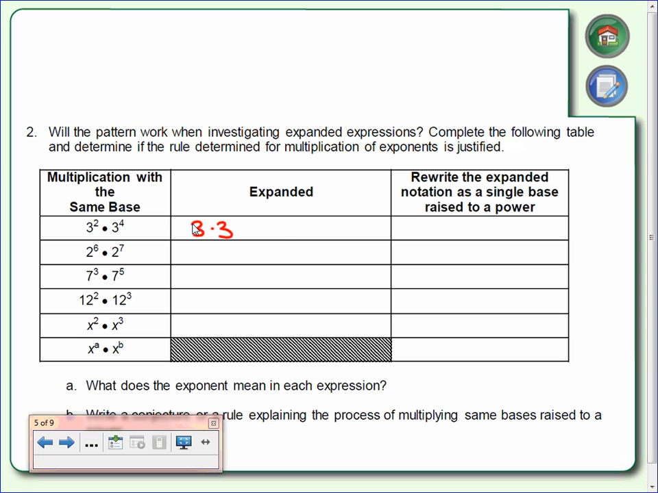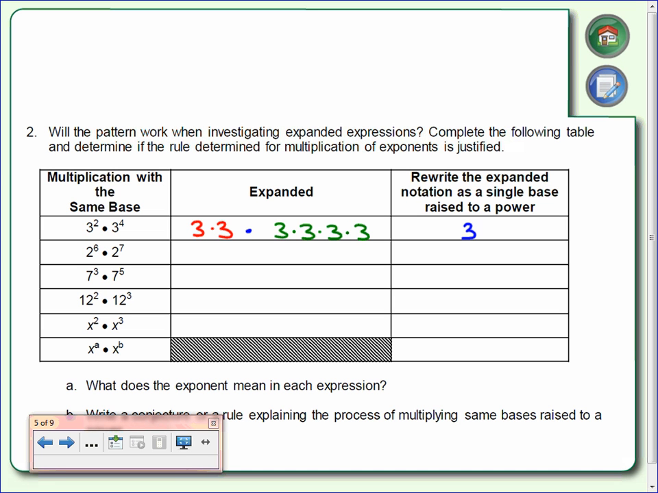3 to the 4th power means 3 times 3 times 3 times 3. If I were to multiply all of these together, what would we get here? 729. Now, look over here. They want us to rewrite the expanded notation as a single base raised to a single power. So in other words, what do you notice about all the bases here? They're all threes. So right over here, we're going to use a 3 for our base.